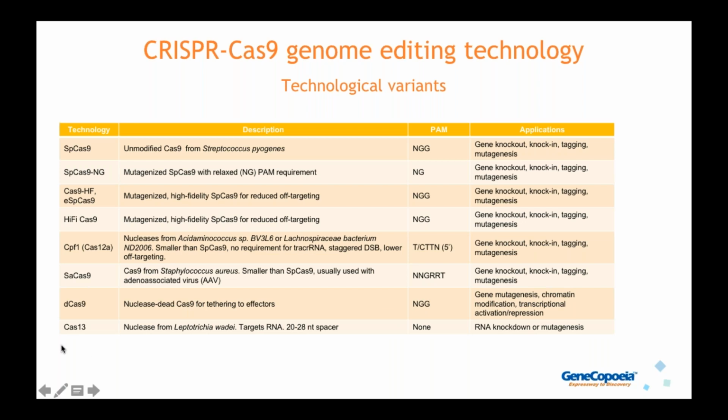And finally, though not completely finally, this is the last major version I'm going to talk about. There's Cas13, which is an enzyme from L. wadei that targets RNA. And this is mainly used for RNA knockdown or mutagenesis. Somewhat similar to RNAi, but you can do mutagenesis, which RNAi cannot do.